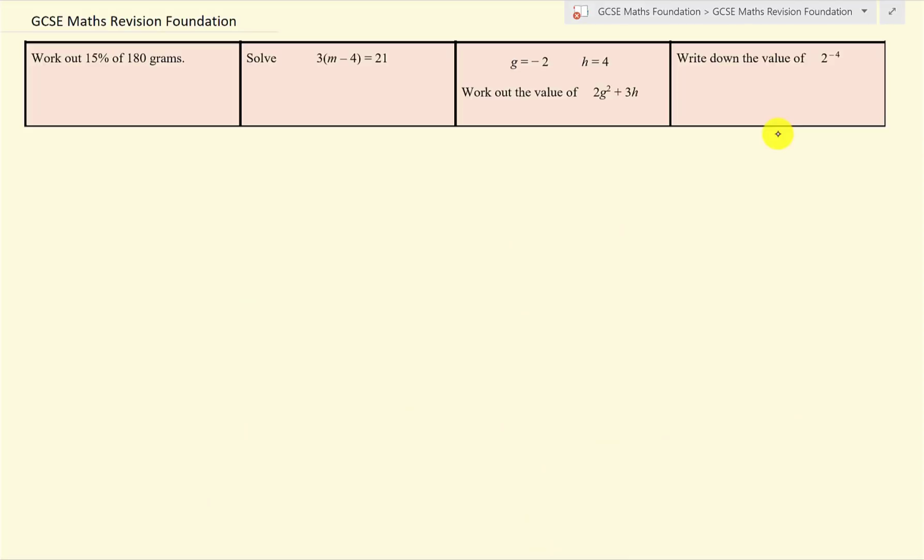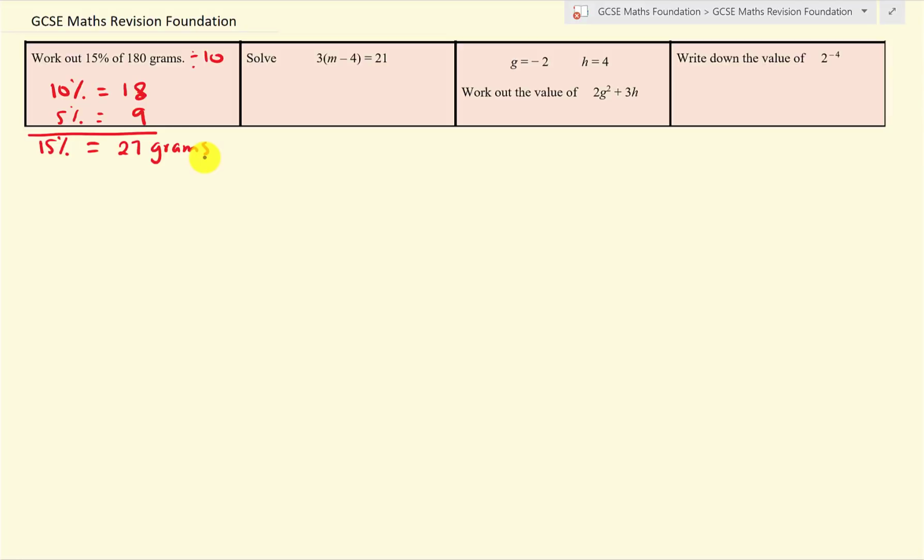Next, work out 15% of 180 grams. So let's work out first what 10% is. To find 10%, we need to divide the amount by 10. So 180 divided by 10 is 18. To find 5%, we just halve the 10% answer, which gives us 9. Now 10 add 5 is 15%, so we add 18 and 9, which is 27. Our answer is 27 grams.